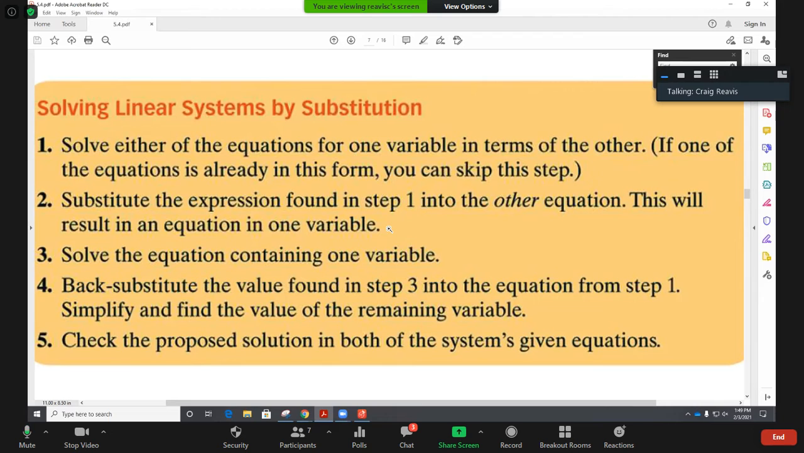So step 1 is to solve one equation for one of the variables. So you're going to have an x and a y in both equations. If you just have an x in one equation, then that's what you'll solve for. But generally speaking, you'll have an x and a y in both equations. Well, you got to solve one of the equations for either x or y. That's step 1.